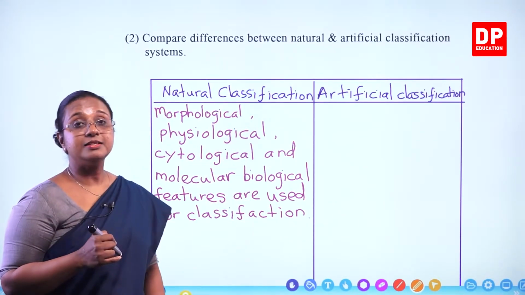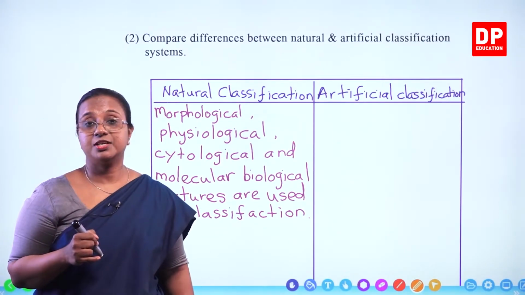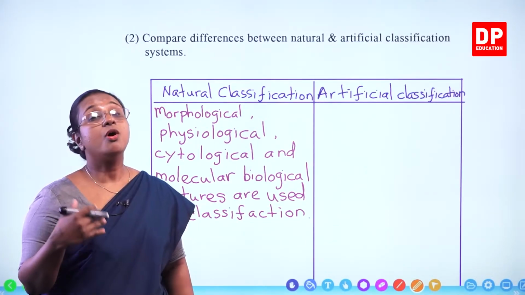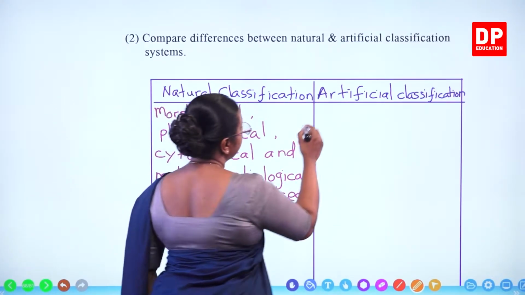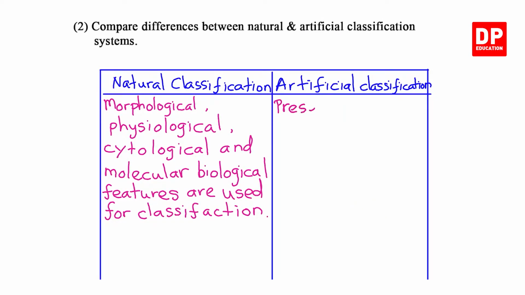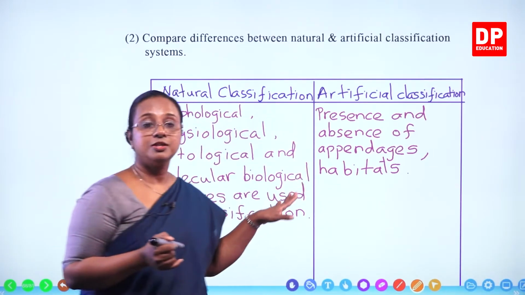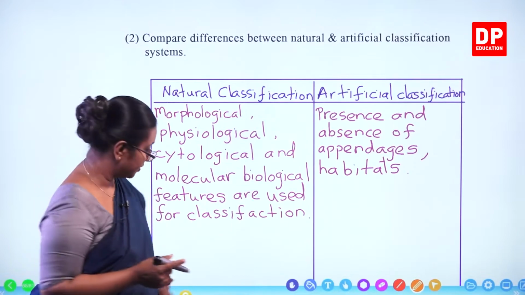So what characteristics do we use for artificial classification? It is the presence and absence of appendages or habitats. So here we can say presence and absence of appendages, then habitats. These are some of the characteristics used for artificial classification.